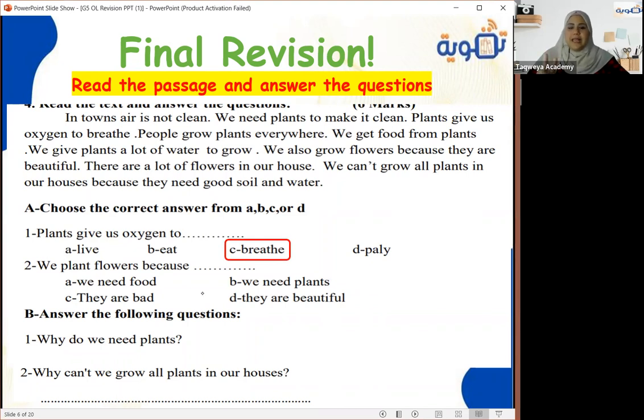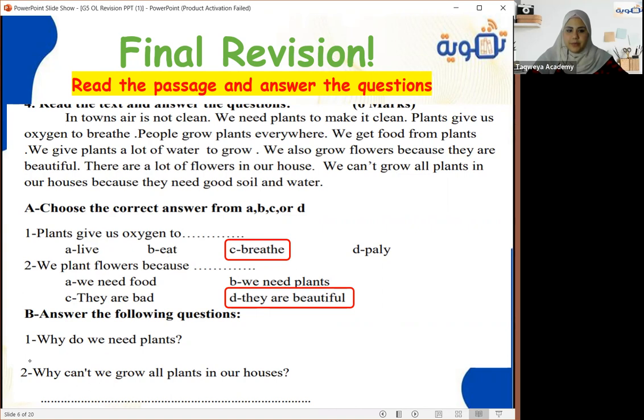Two, we plant flowers because, if you go through the passage again, we also grow flowers because they are beautiful. I'm only talking about planting flowers.